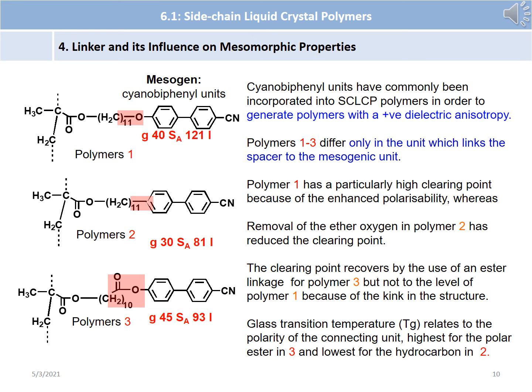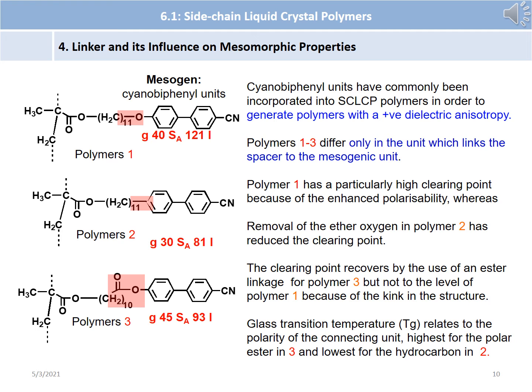Now, let's see the influence of the linker to the mesomorphic properties. On the slides, cyanobiphenyl was used as the mesogenic group. Cyanobiphenyl units have commonly been incorporated into side-chain liquid crystal polymers in order to generate polymers with a positive dielectric anisotropy. Polymers 1 to 3 differ only in the unit which links the spacer to the mesogenic unit.